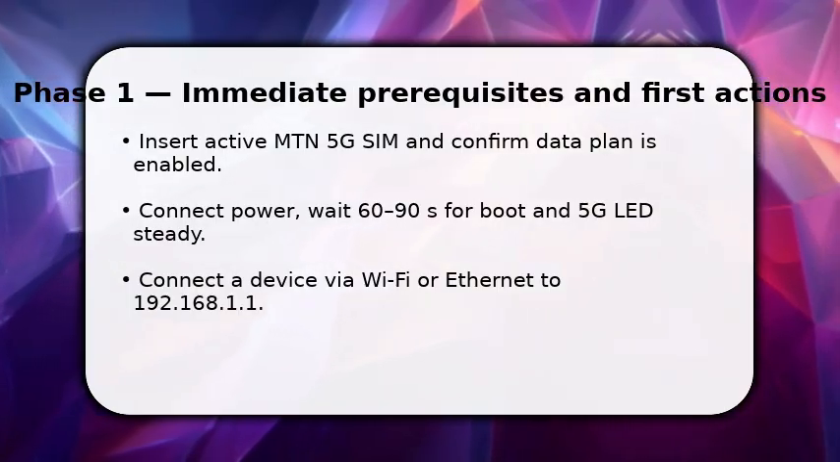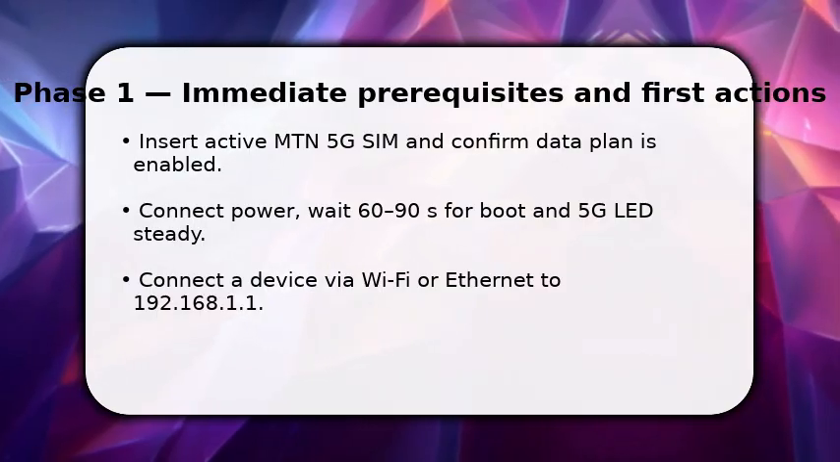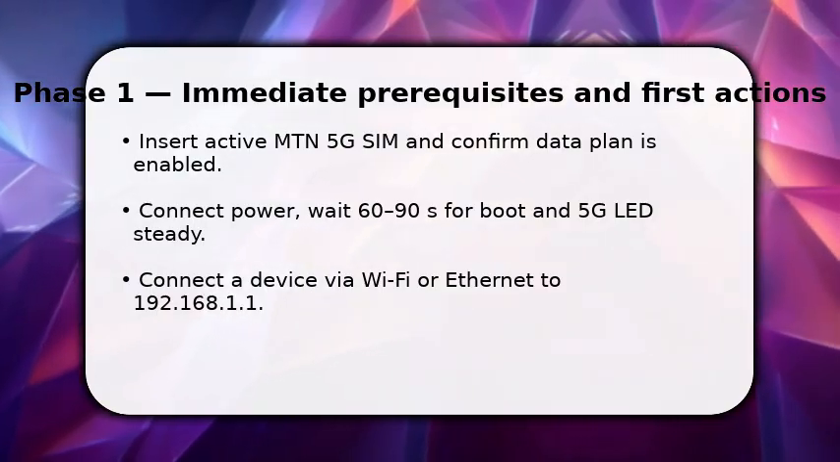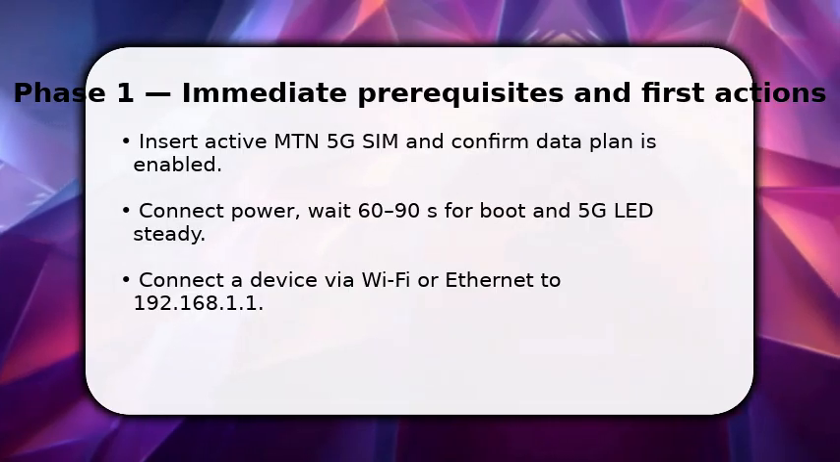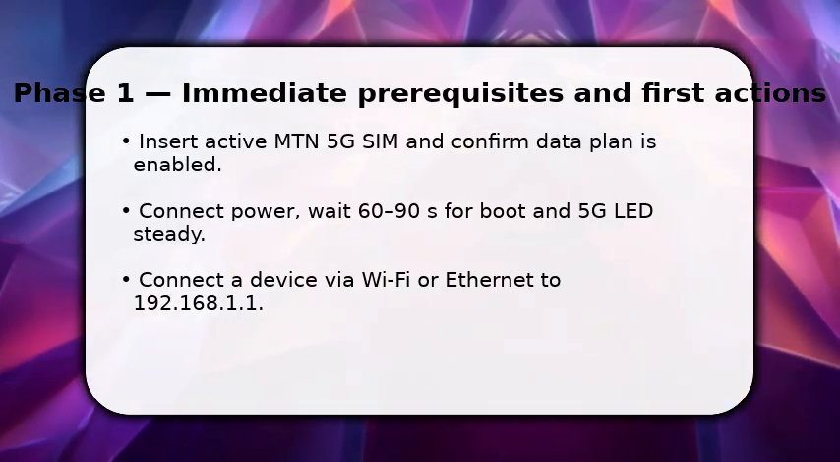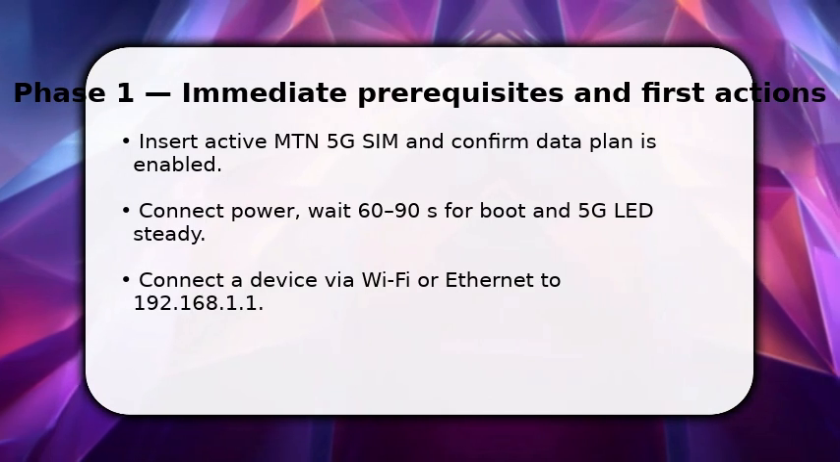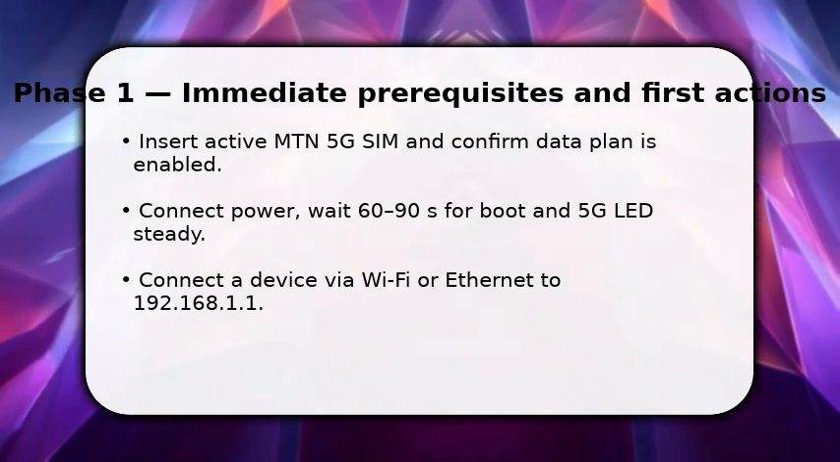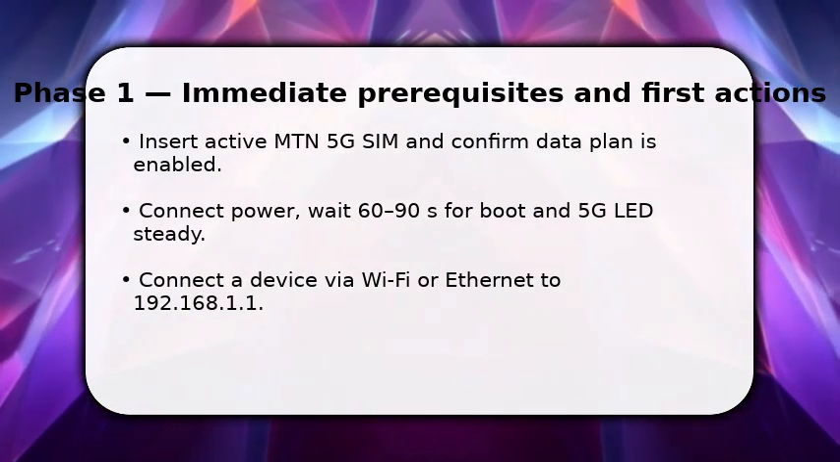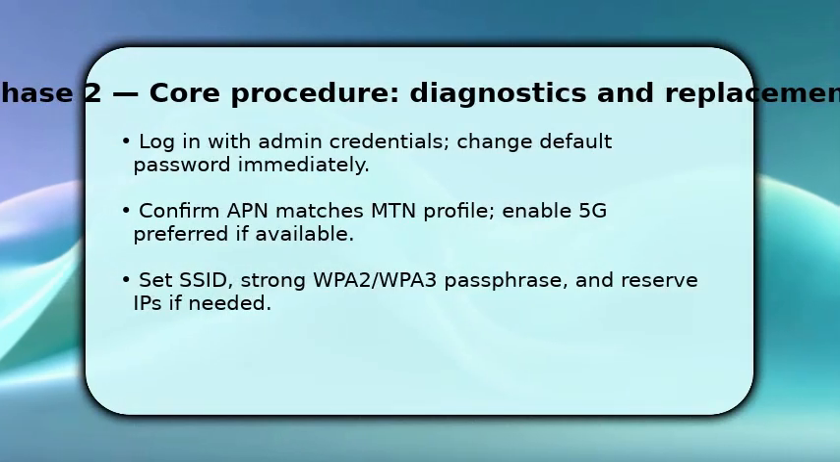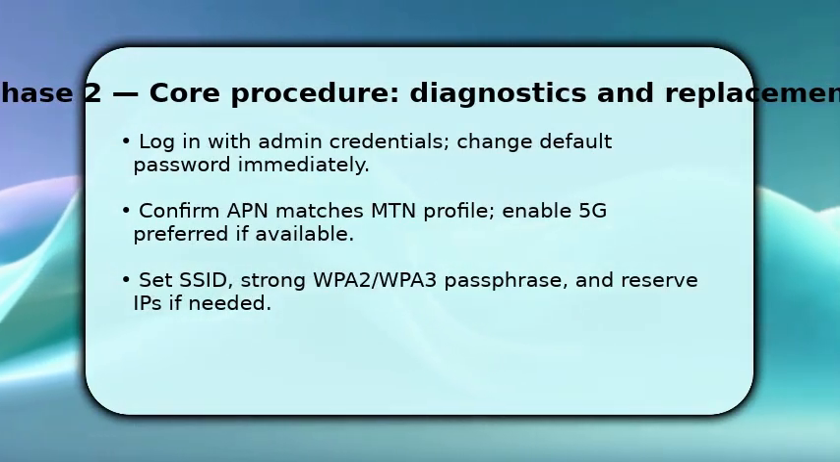Now connect a laptop or phone via Wi-Fi or Ethernet and open 192.168.1.1. This takes you to the router interface, where you'll log in and continue the configuration steps. You log in with the admin credentials and change the default password right away to secure the device.